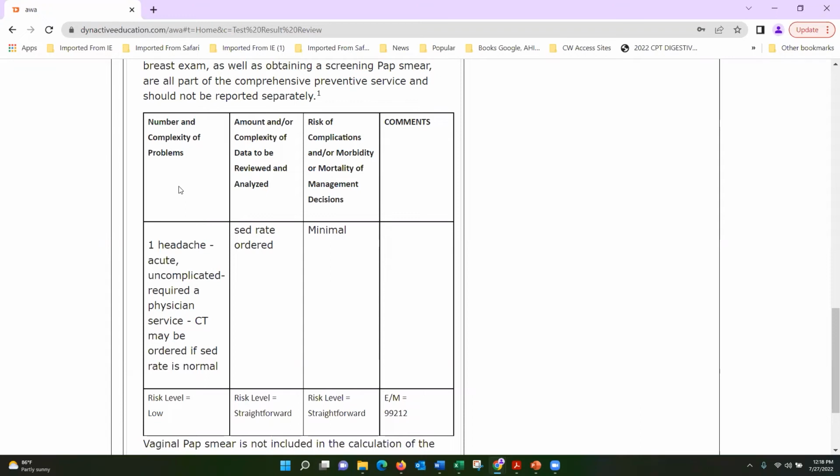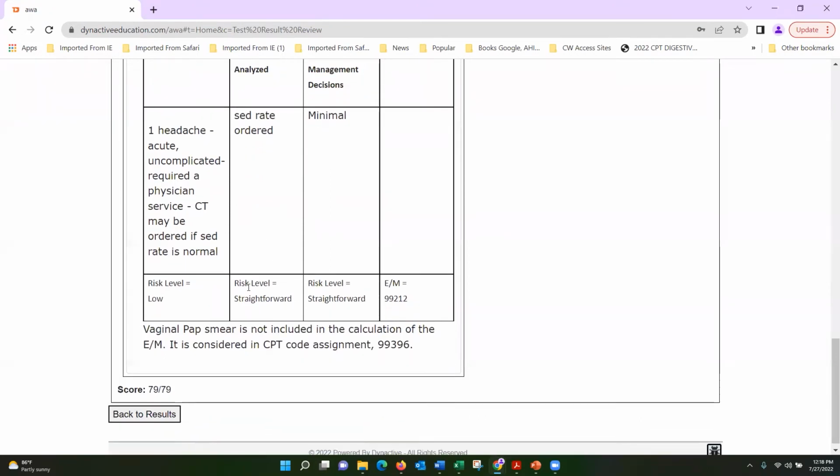There's no prescription drug management. We always look for that to try to capture that moderate, but there's nothing to give us a risk, anything other than the 99212. You cannot use the vaginal pap smear because it is considered part of the preventive medicine.